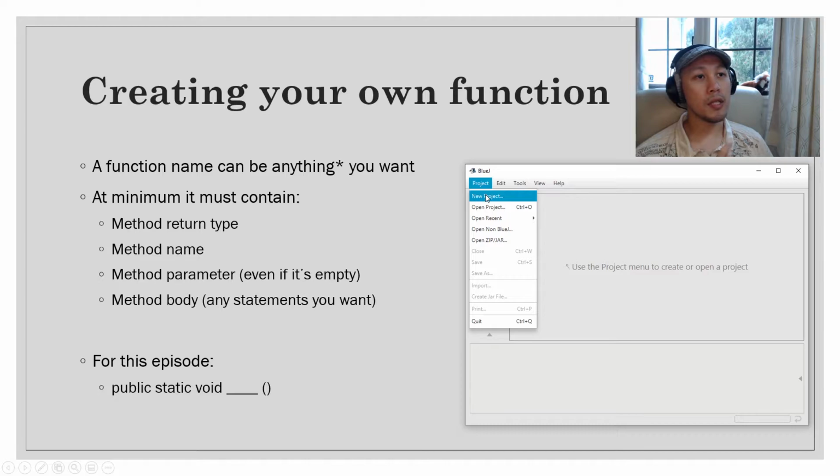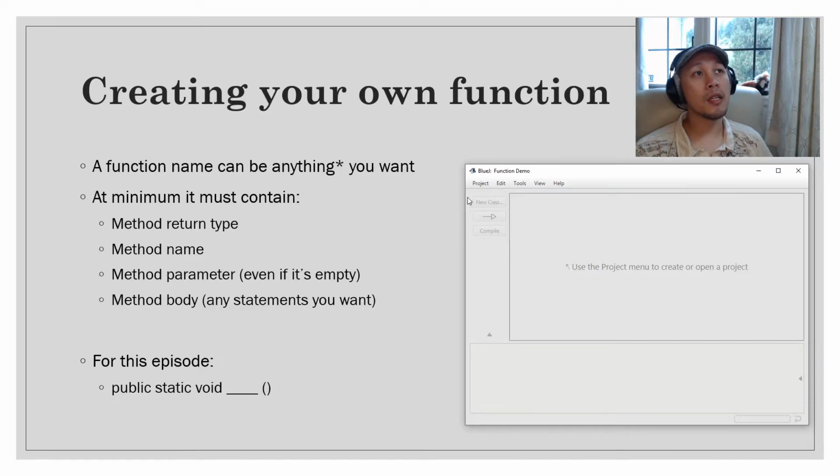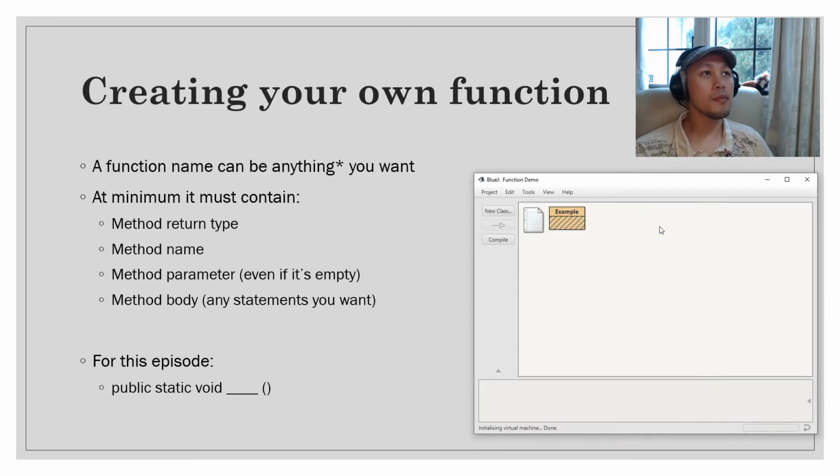As always, we start with BlueJ, we create a project, and the project can be anything that you want. Function demo, and remember that the project name can have spaces in it, doesn't really matter. Then you go to create a new class. If you have a space in the class name, function demo, it really doesn't like that. It really needs to be just a single word, no spaces in it. So I'm just going to say example.